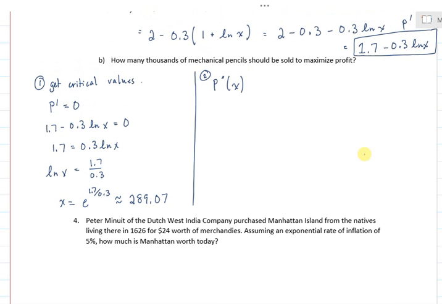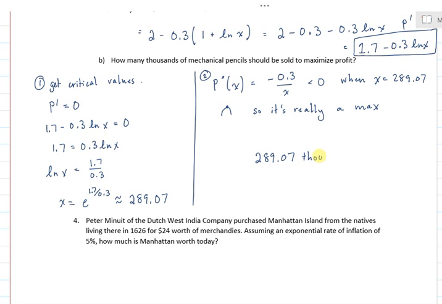So p double prime of x, I'm taking the derivative of this. The first guy goes away. So it's going to be negative 0.3 over x. Notice when I plug in this x, the 289.07, I get a negative number. Negative second derivative tells me I'm concave down. So it's really a max. Make sure you show me this calculation, otherwise I won't know that you know that it's a max for sure. So my answer is 289.07 thousand.